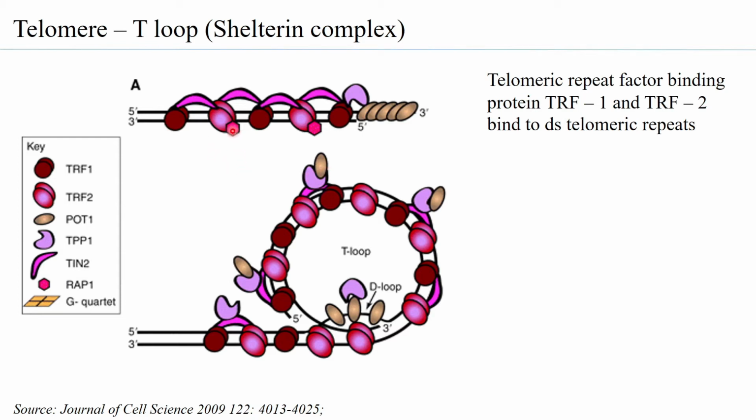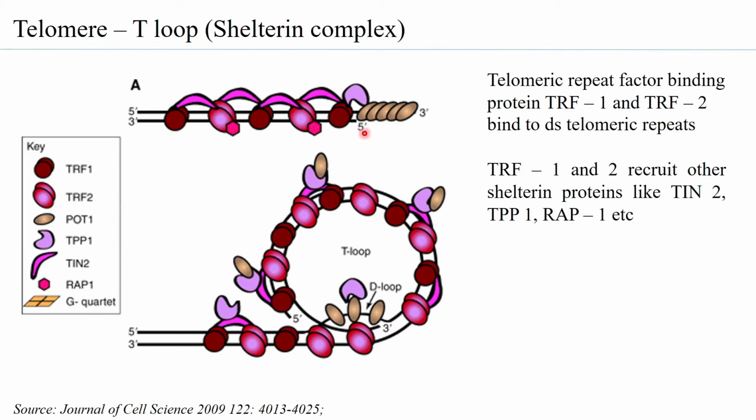And secondly, what is important to note is that the end of the telomere, which has an overhang, is associated with POT1, the sheltering protein that comes and binds only to single-stranded DNA. That is the single-stranded G overhang. TRF1 and TRF2 recruit all the other sheltering proteins like TIN2, TPP1, RAP1, etc.